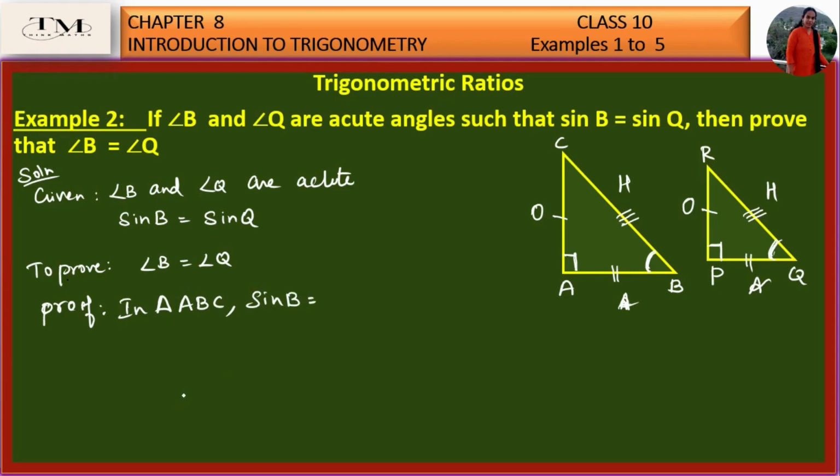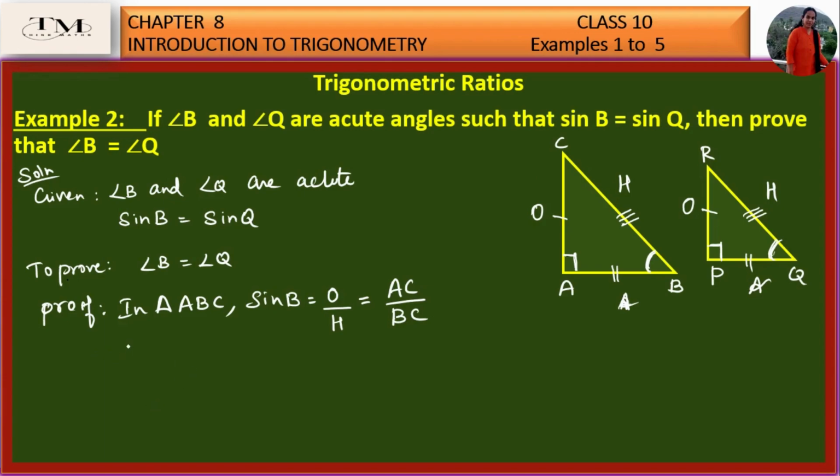So what is sin? We already saw that this is SOH CAH TOA: sin is equal to opposite by hypotenuse, so O by H. Who is opposite here? Opposite is AC, so O is AC. Who is hypotenuse? Hypotenuse is BC. So sin B is equal to AC by BC.